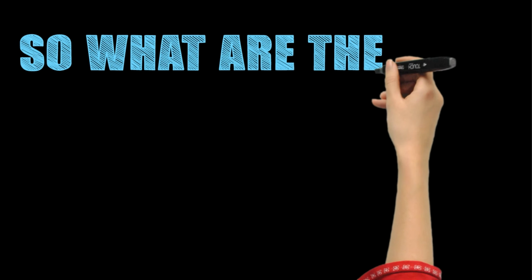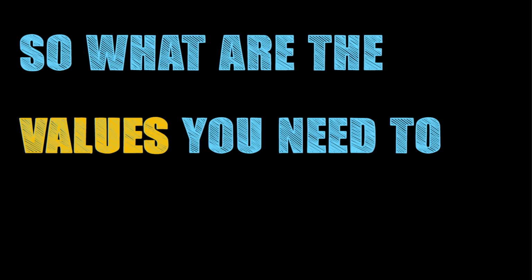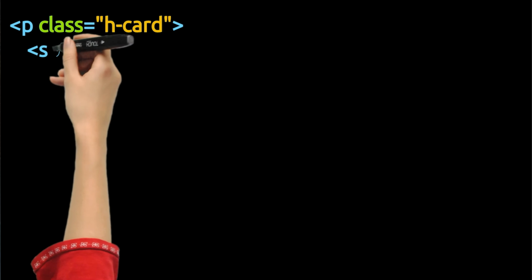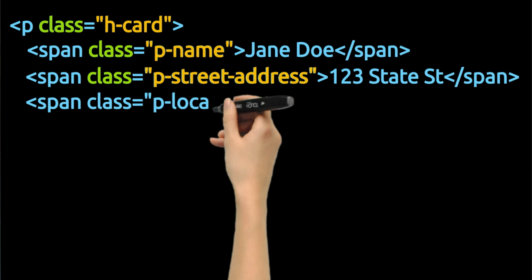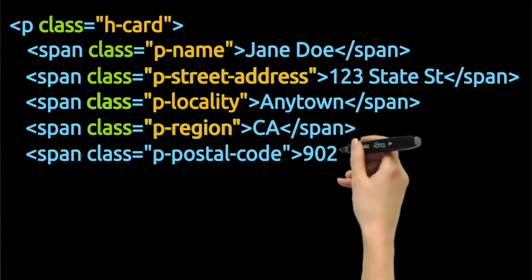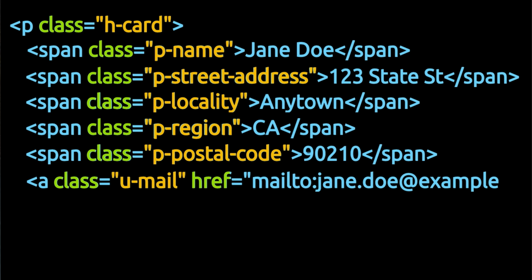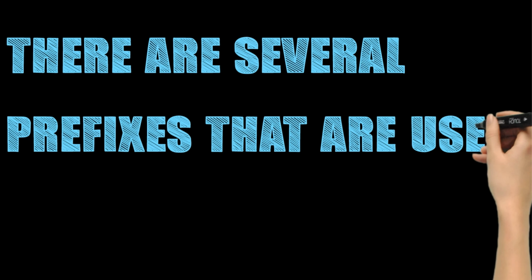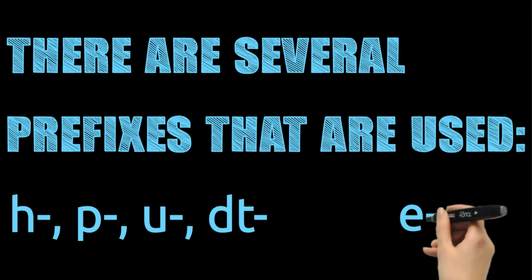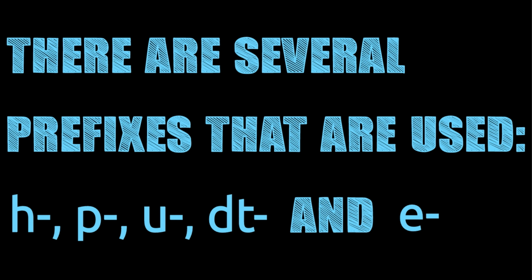The Daily Code Snippet. So what are the values you need to know for an h-card? Here is the example again with the values of the class attribute highlighted. There are several prefixes that are used: h-, p-, u-, dt-, and e-.